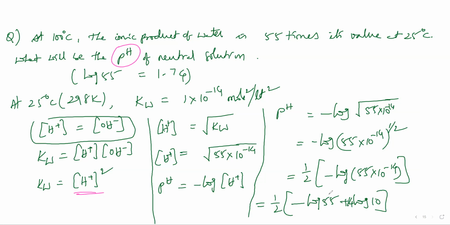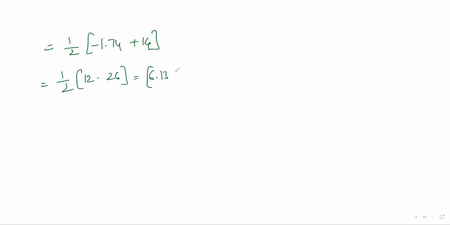Log 55 value is already given. That is 1.74. Just substitute that value here. What you are getting here is equal to half into minus 1.74 plus 14. And half of 14 minus 1.74. 14 minus 1.74, what you are getting here? 12.26. So half of 12.26 is around 6.13. So this will be your answer for that question, 6.13.